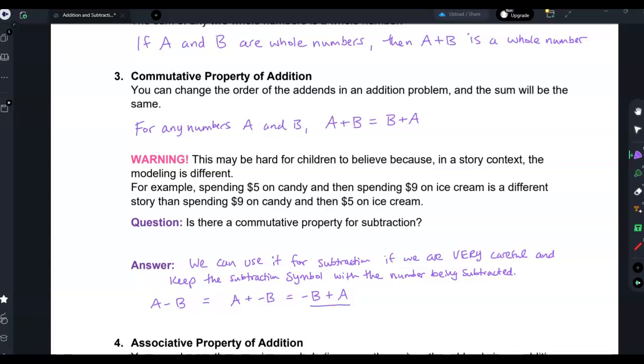So if you think about a concrete example, like we said, 7 minus 5, right? You could rewrite that as negative 5 plus 7, and that would give you the same answer. So 7 minus 5 is not the same thing as 5 minus 7, right? But if you keep the minus sign with what it's originally with, then that's okay. 7 minus 5 is 2, negative 5 plus 7 is also 2.